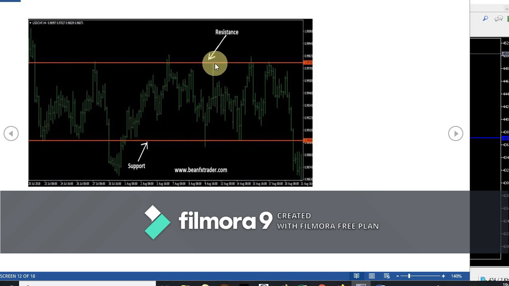You can see what happened again. Sellers stepped in, buyers stepped in, sellers also stepped in. Then you can see price eventually broke the support line and consolidation started.